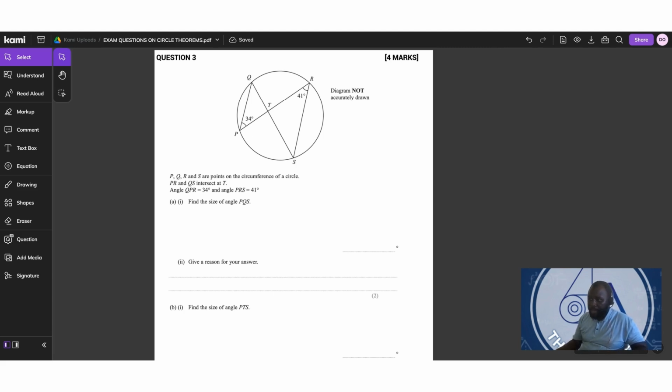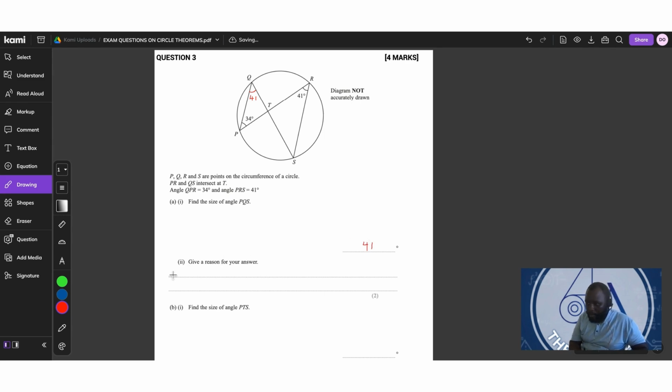Angle QPR is 34 degrees, and angle PRS is 41 degrees. Then we are told find the size of angle PQS. Angle PQS is this angle here. Now PQS and PRS are subtended by the same arc. So this angle is 41 degrees. So we'll just write here 41 degrees.